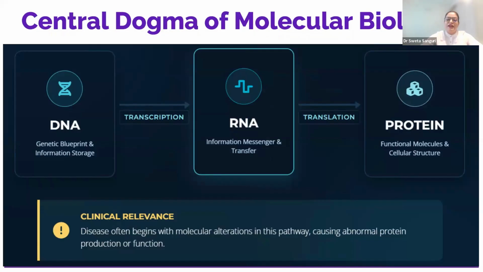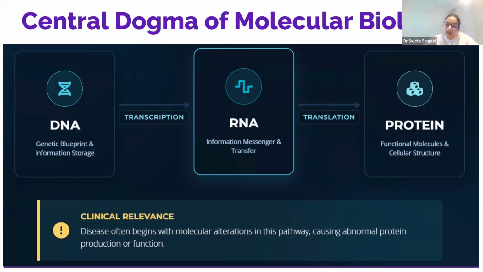So to understand molecular diagnostics, we need to revisit a basic concept in biology, the central dogma of molecular biology. DNA is transcribed to RNA, and then RNA is translated to protein. DNA contains the genetic information, RNA carries that information, and proteins perform most of the biological functions. So many diseases begin when a mutation occurs in DNA, which ultimately leads to an abnormally formed protein, which will disrupt normal cell division or normal cell function.